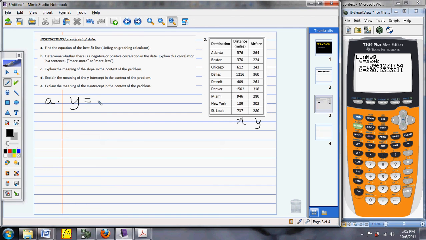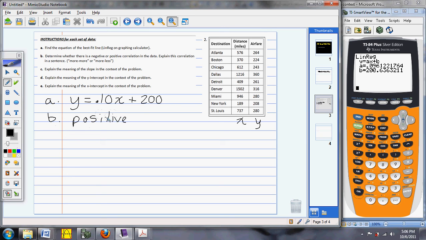y is equal to 0.10, meaning 10 cents, x, plus, and then this one right here, this is money. So you could round to the nearest cent, $200.64, but I think it's a better idea to just round it to 200. That way it's to the nearest 100, the nearest 10. It's not to the nearest $1, but it's close enough. Okay, there's our equation, and you can see that this is the slope and this is the y-intercept. Because it has a positive slope, that means it's a positive correlation. It's a "the more, the more" correlation.